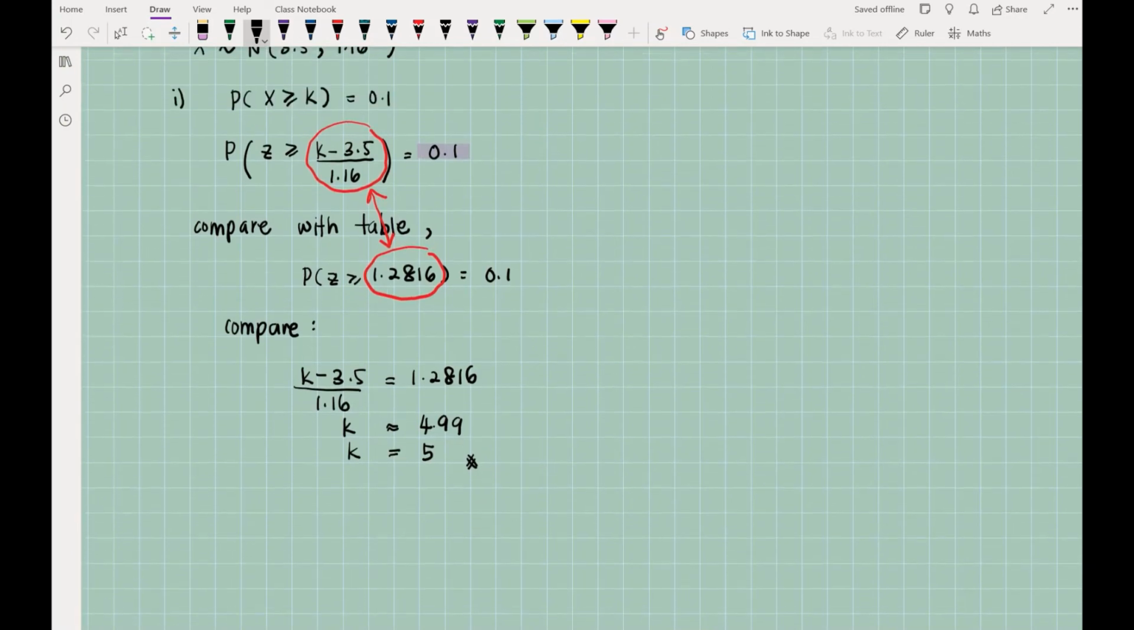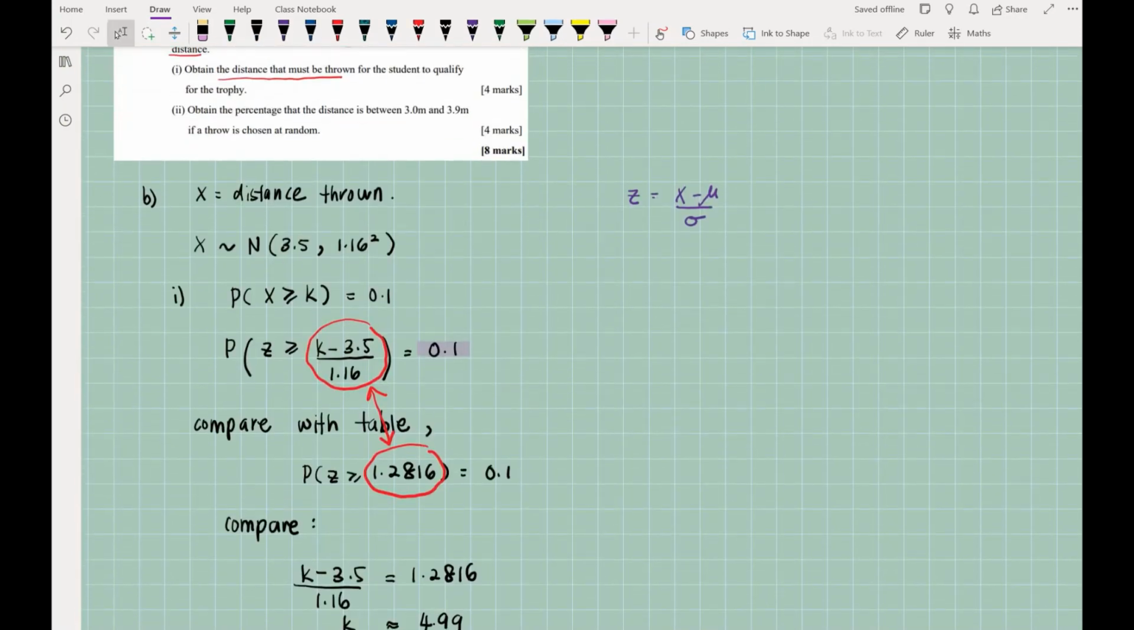Okay, so now let's move on to the next question. Question 2, obtain the percentage. So please take note, we need to find percentage, peratus, that the distance is between 3 meter and 3.9 meter if a throw is chosen at random.